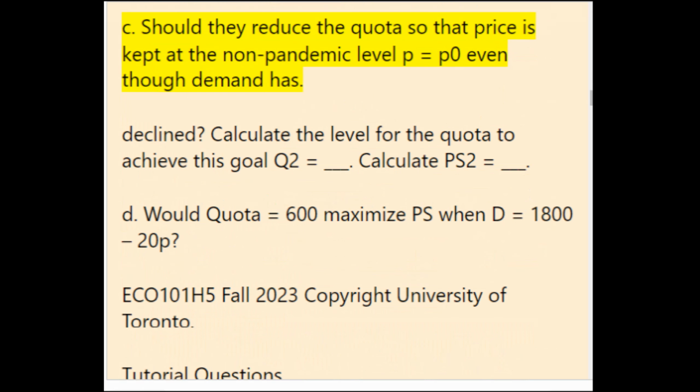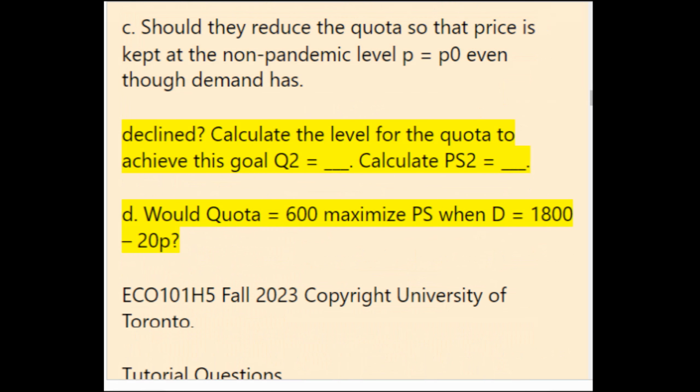C. Should they reduce the quota so that price is kept at the non-pandemic level P = P0, even though demand has declined? Calculate the level for the quota to achieve this goal. Q2 = ____. Calculate PS2 = ____. D. Would quota = 600 maximize PS when D = 1820 - p?